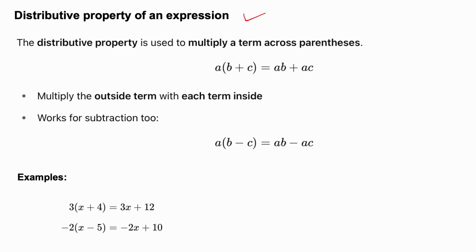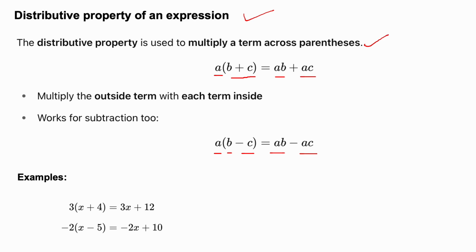Now coming to the distributive property of an expression. The distributive property lets you multiply a term across the parentheses. You multiply the outside term with each term inside. Suppose you have a, and inside the parentheses you have b plus c, then your answer will be ab plus ac. So, this is called the distributive property. This works for subtraction also. For example, if you have a, b minus c, then it will become ab minus ac.